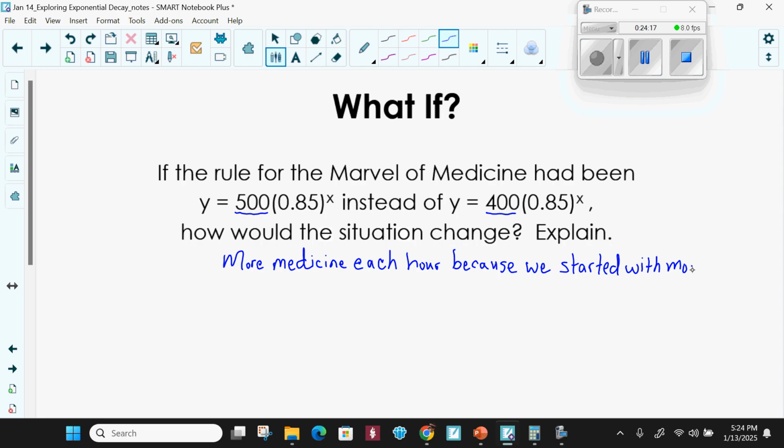You have to excuse my handwriting here. If I touch the screen, it makes a mess, so I'm trying to write without touching the screen. Okay, so more medicine each hour because we started with more. Since the initial value is bigger than the original initial value, we're going to end up with more each hour, and it's going to take longer to decrease out of the body. Okay, so that is your lesson for today.